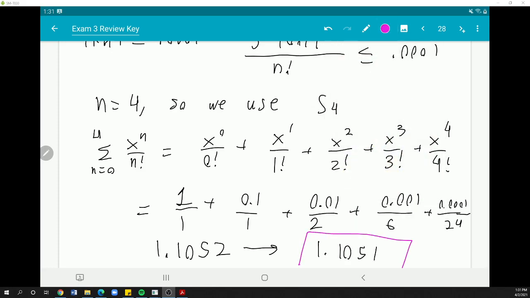And when I compare that to the actual answer, that is just about right. Definitely good to 3 decimal places. But we guaranteed that would happen. That's not luck. We made that happen through Taylor's inequality. So that's why that works. All right, and that's number 18.